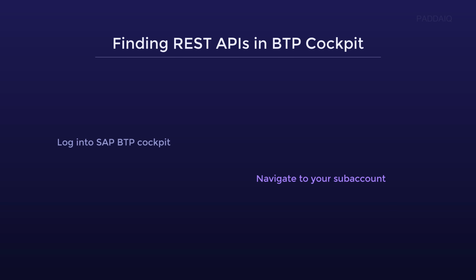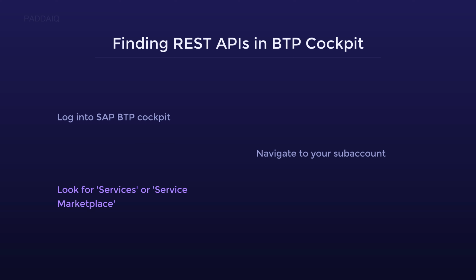Navigate to your sub-account. This means selecting your specific workspace in BTP, similar to entering your company's private office floor. For example, if you manage logistics data, you'd click on the Logistics sub-account tile. This first step is essential to access the available REST APIs.